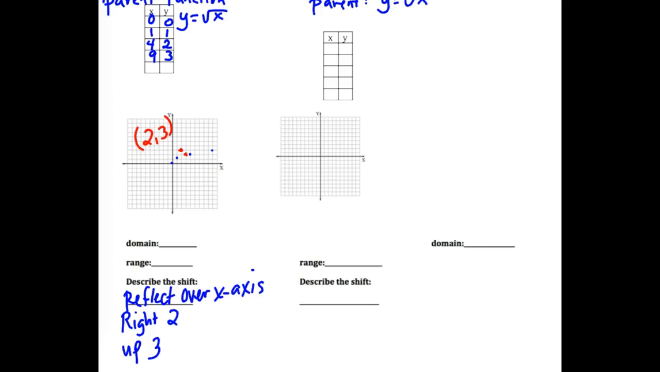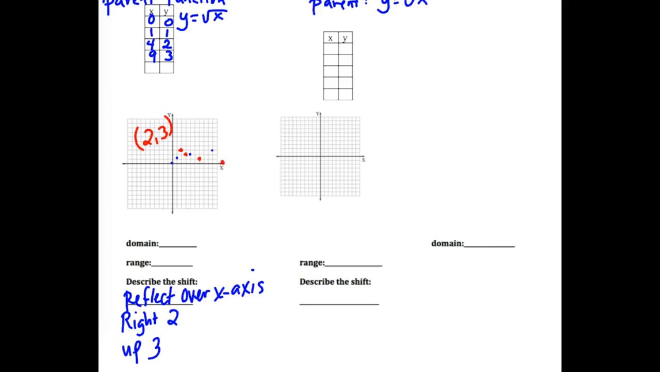My third point is at 4, 2. When I reflect it over the x-axis, it's at 4, negative 2. Shifting right 2 and up 3 puts it there. And my last point is at 9, 3. Flipping it over the x-axis puts me at 9, negative 3. Right 2 and up 3 lands me right there.